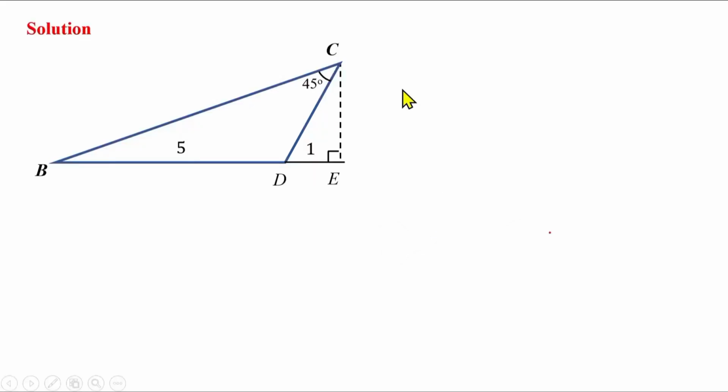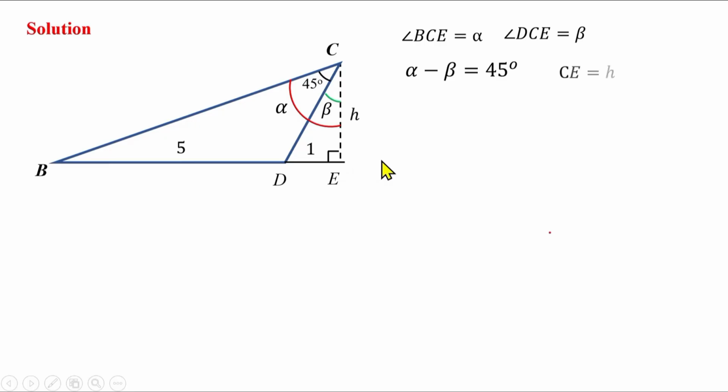To start, we denote angle BCD as alpha, angle DCE as beta. The difference between them gives us 45 degrees, and we denote the height CE as h. Then we relate alpha and beta to h.